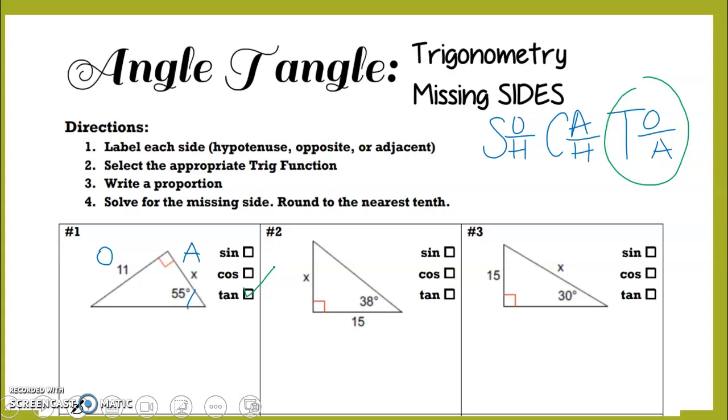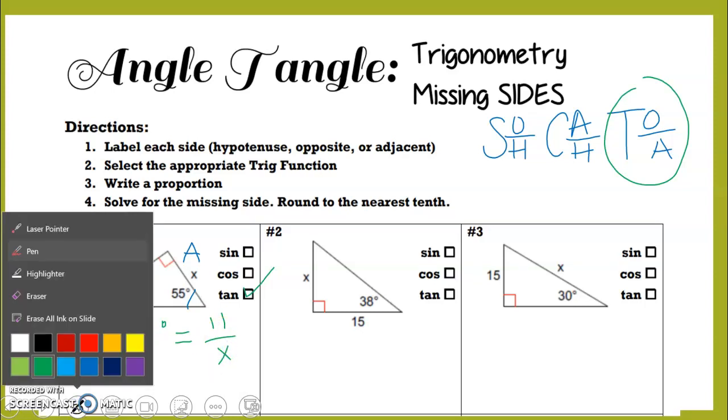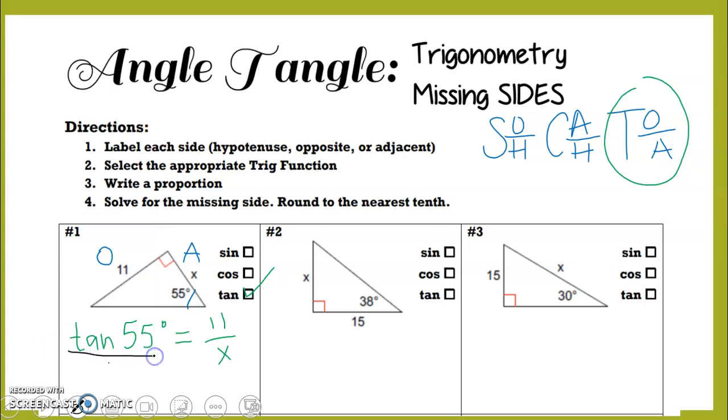So to set up the equation for problem 1, because I have opposite over adjacent, I'm going to write tangent of 55 degrees equals the opposite side, 11, over the adjacent side, x. Then, like we did yesterday, you want to put your trig function over 1 and cross multiply. So 1 times 11, that is 11. And tangent of 55 times x is x, parentheses, tangent 55.